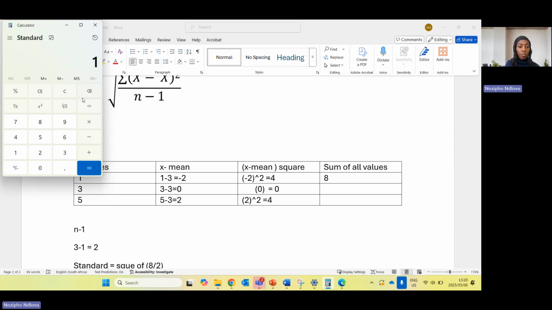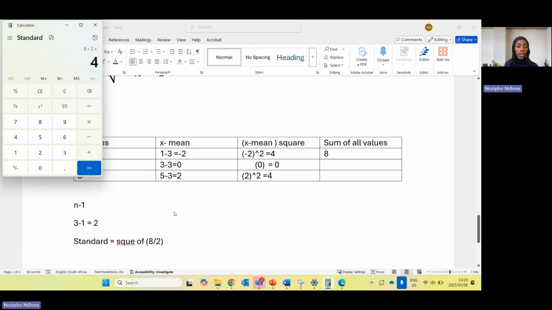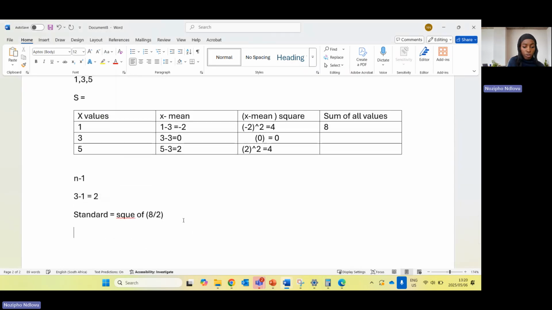Sorry, let's do that again. So you have 8 divided by 2, which gives you a 4. The square root of 4 will be 2. So your standard deviation is equal to 2.